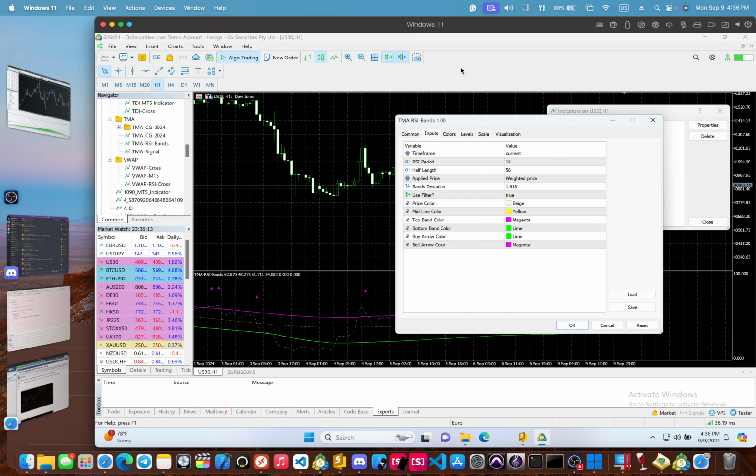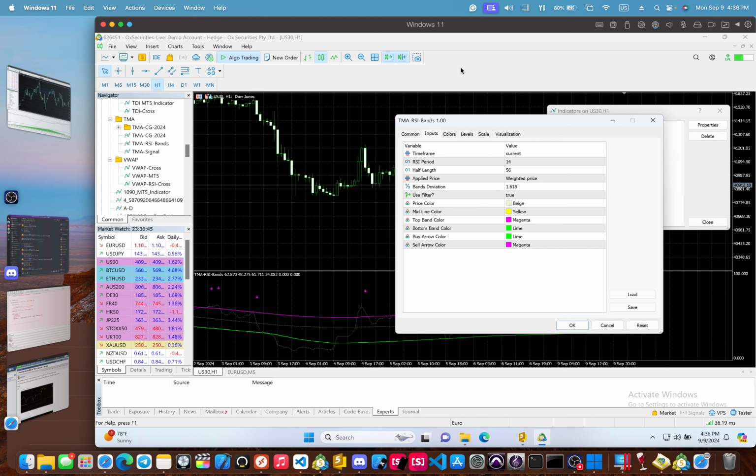It is an RSI of TMA centered plus bands. So this is a refactored version of the TMA CG that has been floating around for years, but I added a little flair and put my own spin on it. So pretty much instead of using plain moving averages, we're using RSI of moving averages. And I also included a signal filter for added precision.